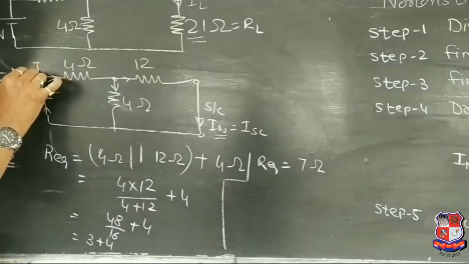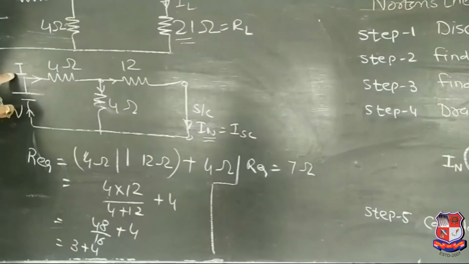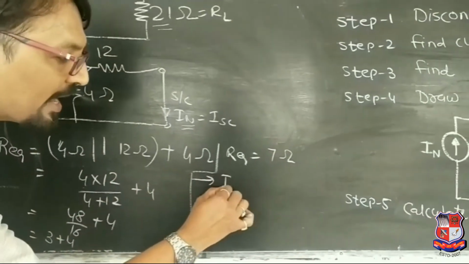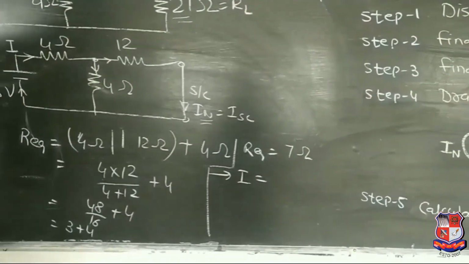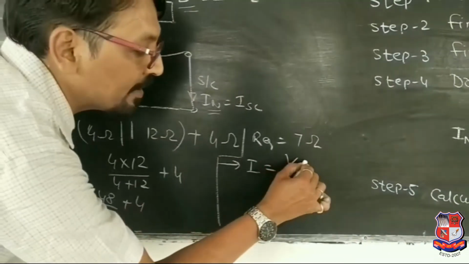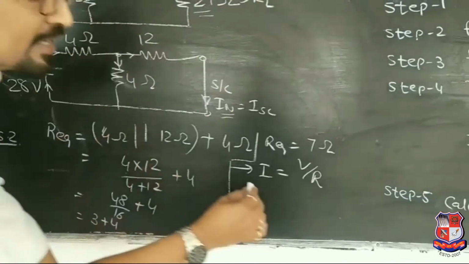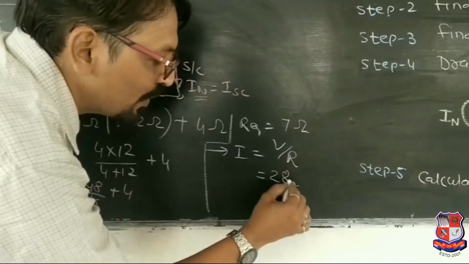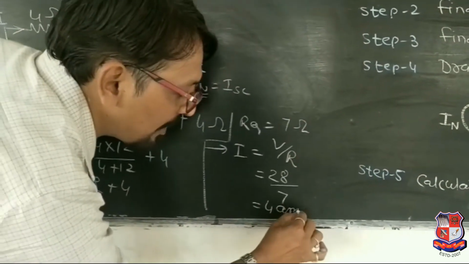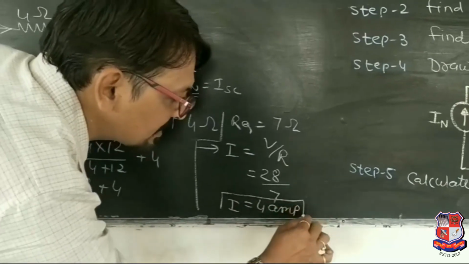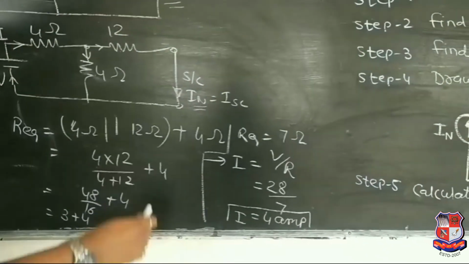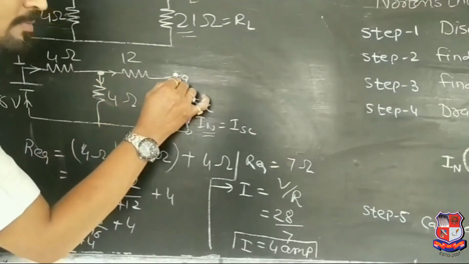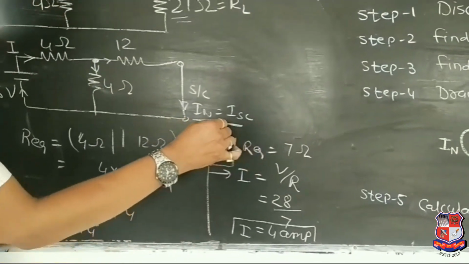Now for this battery, the total equivalent resistance is 7 ohm. Now how much current flows due to this battery? First we have to calculate. Say that current is I. So to calculate the current I, according to Ohm's law, current I equal to V divided by R. The total battery voltage is 28 volt and total resistance for this battery is 7 ohm. So 28 by 7 will give 4 ampere. So current due to this battery is 4 ampere. Now at this junction point current is divided into two parts. So what will be the current through this 12 ohm? That will be our Norton current.